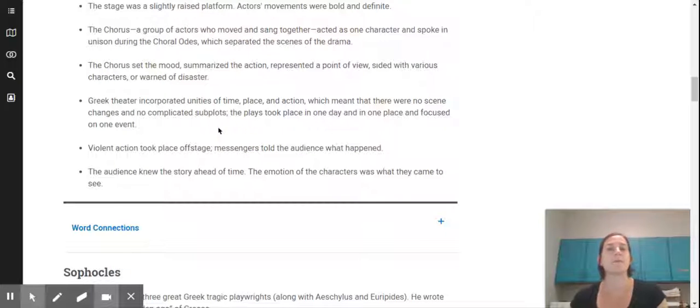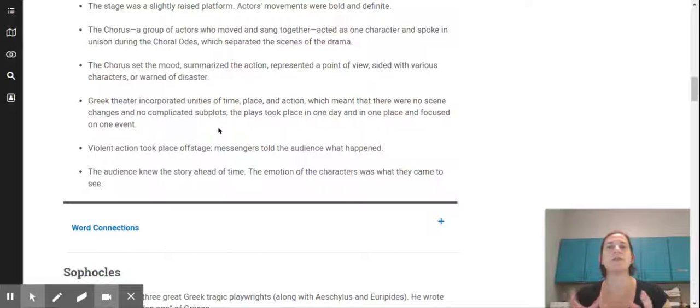Unity of place, which means that everything takes place in the same location. There's no scene changes. There's none of that. Something happens over there and a messenger comes to that place to tell you. If a main character goes somewhere, either a messenger or that character will come back and tell you what they did over there. So everything just takes place in this one area.